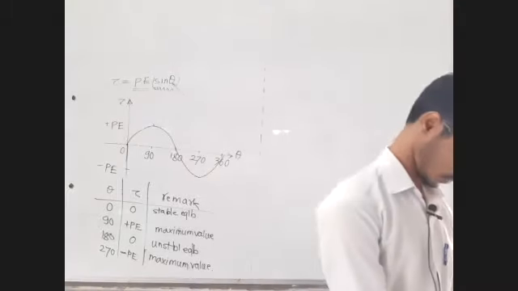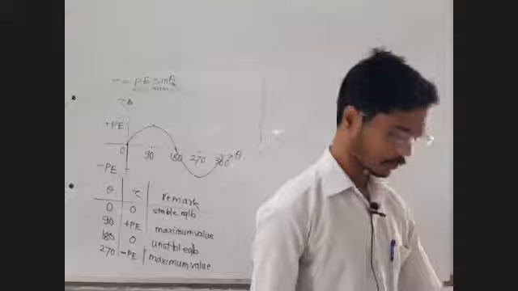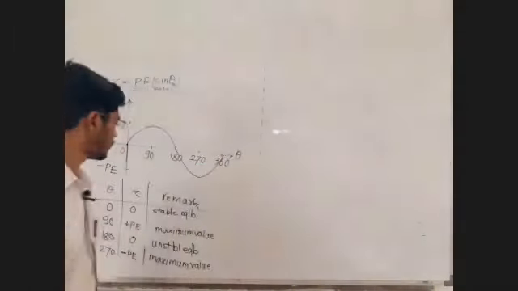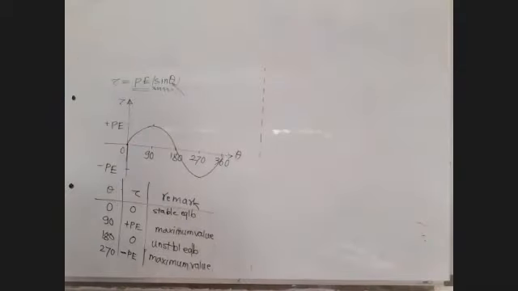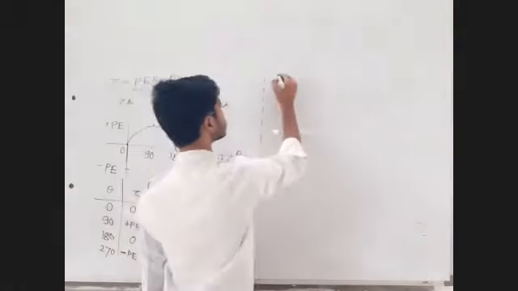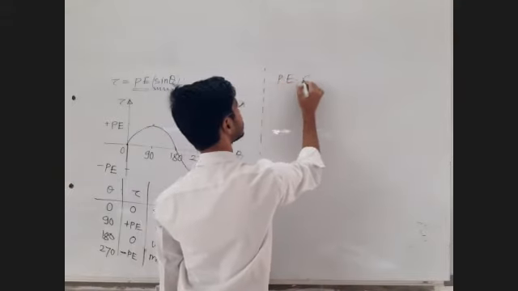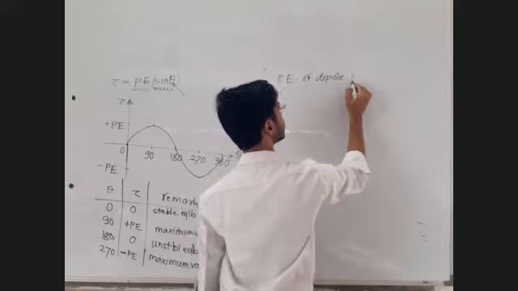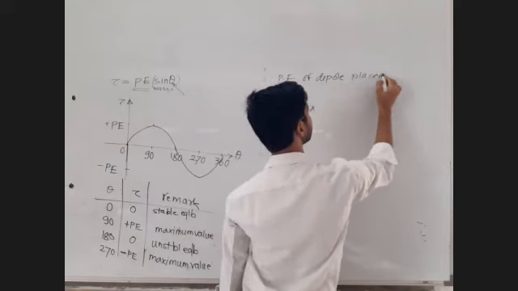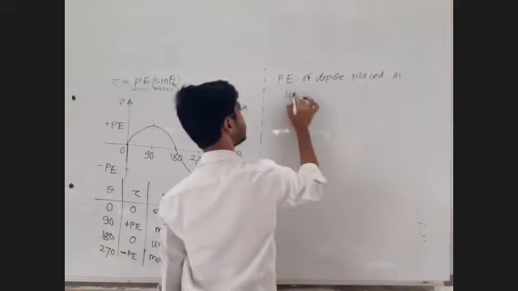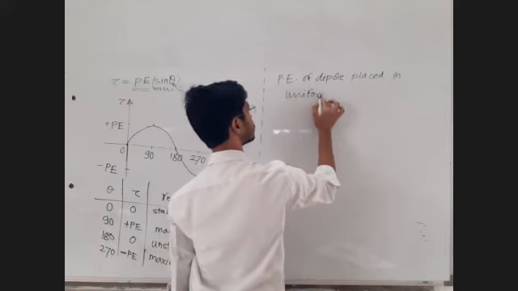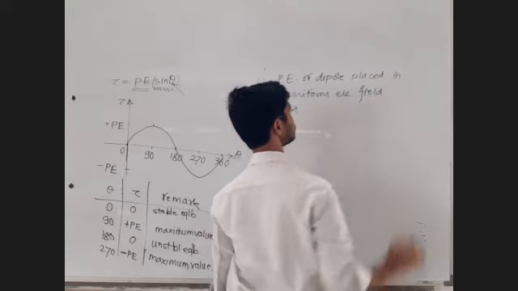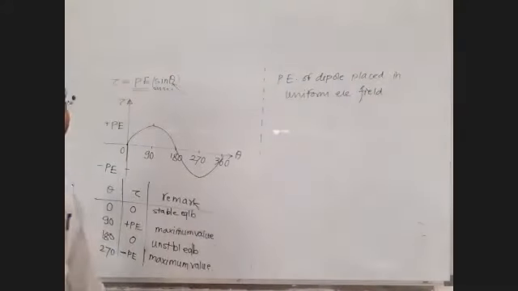Now let us find out potential energy. Let us try to find out potential energy of dipole placed in uniform electric field. Write down. Potential energy of dipole. Of course, it will mean electric dipole placed in uniform electric field. Potential energy of the dipole placed in uniform electric field.